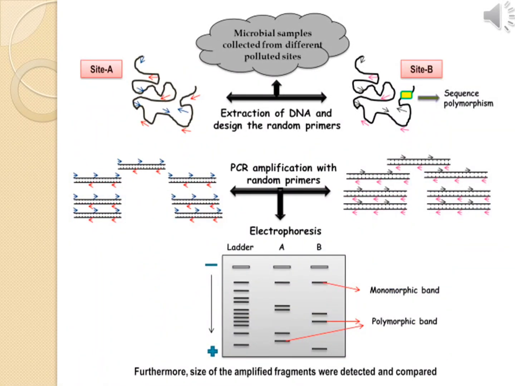In this slide, an example of a microbial sample collected from different polluted sites is subjected to RAPD. The two samples are represented as a sample collected from site A and another sample collected from site B. Both of them are subjected to RAPD, and after subsequent RAPD reactions, when both samples are electrophoresed, the size of the amplified fragments is detected and compared, and from this particular result we can clearly see the monomorphic and the polymorphic bands which are obtained while doing this test.